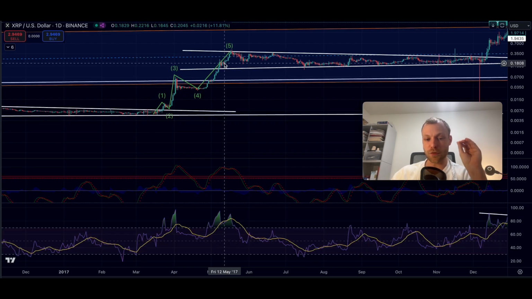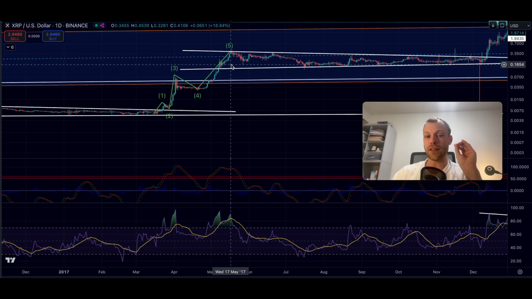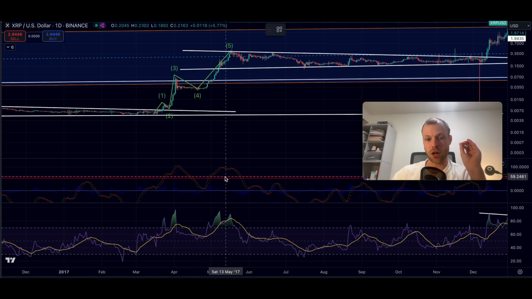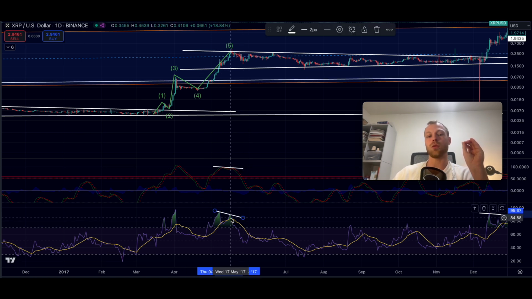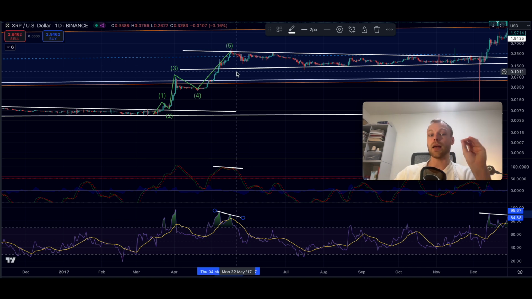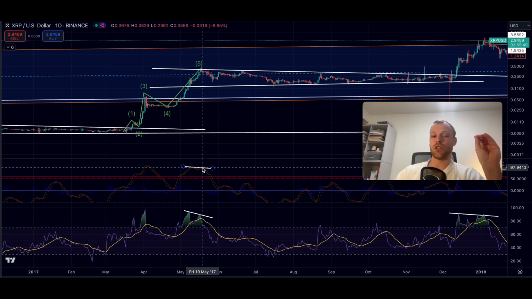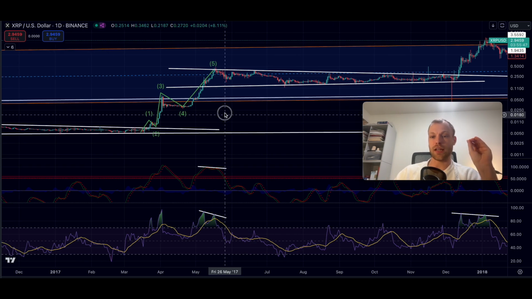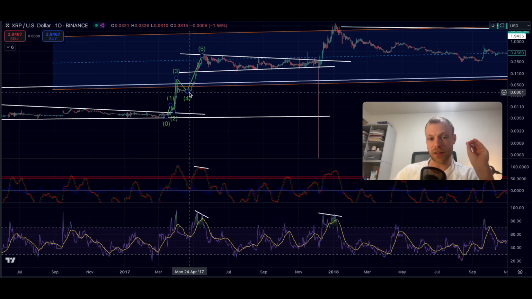But if we look at the fifth wave structure, guys, at the end of the fifth wave structure, as you can see right here, we are tapping into the resistance that is coming along with a lower high on the momentum indicator right here, and a lower high on the relative strength index, also a momentum indicator, marking therefore the end of the fifth wave with this divergence. That's what I'm trying to say.